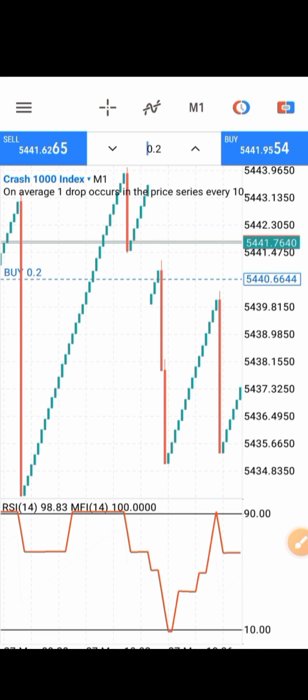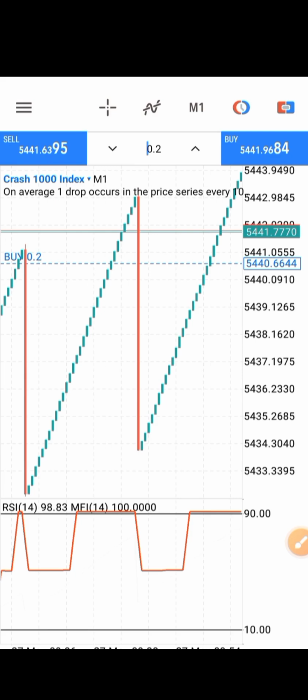So guys, I think you understand the strategy. So go to your demo account and back test. Develop self-confidence and self-trust in the strategy before you fund the account to trade.